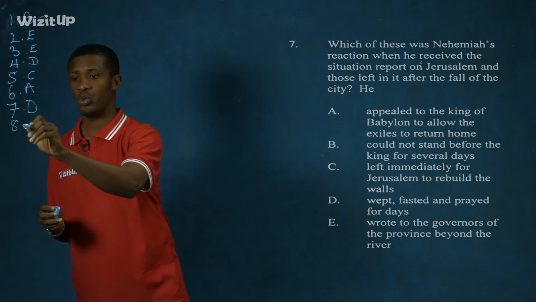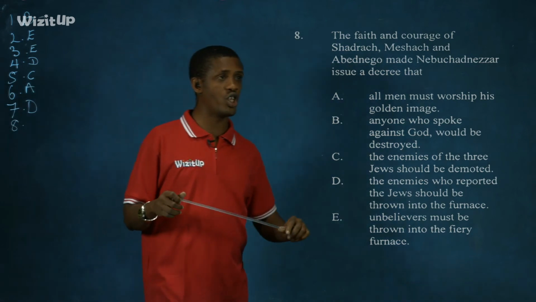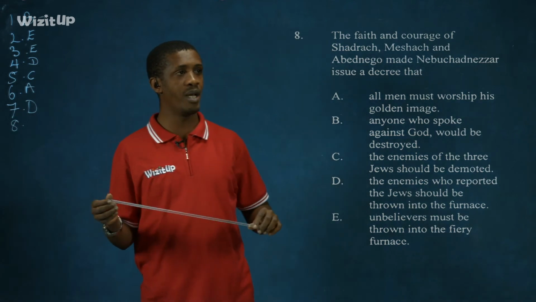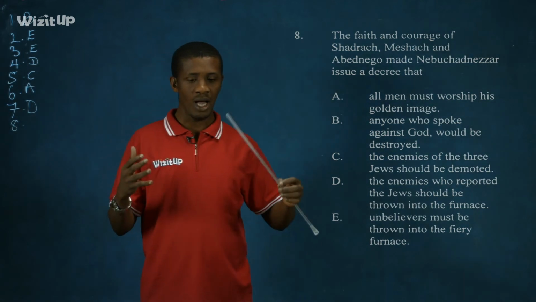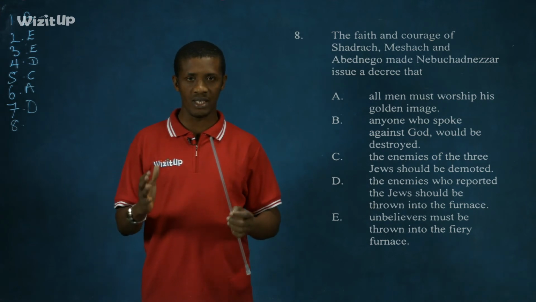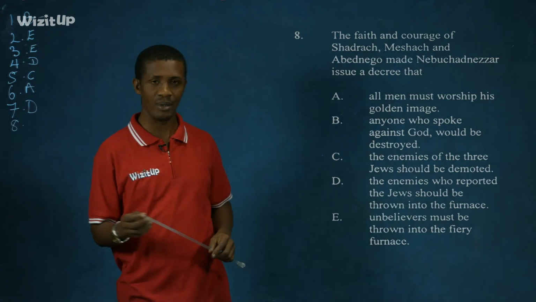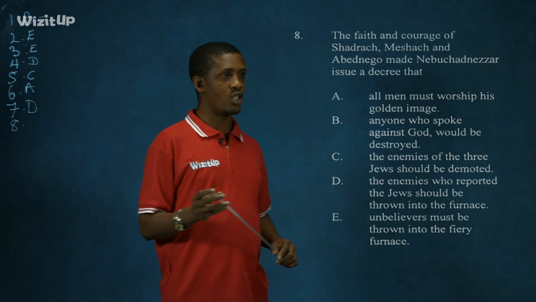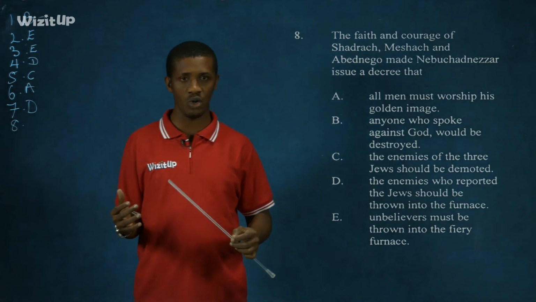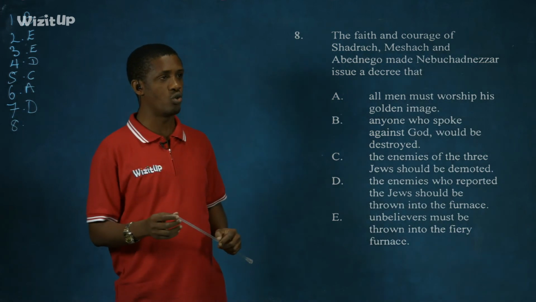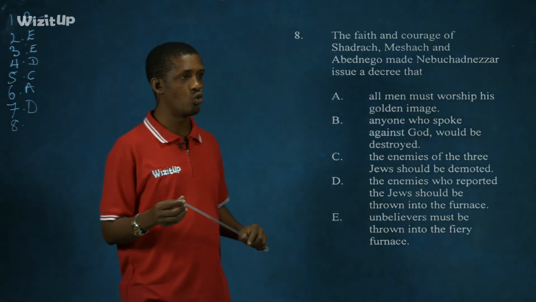All right, so let's go to question number 8. The faith and courage of Shadrach, Meshach, and Abednego made Nebuchadnezzar issue a decree after they could not be burnt in the fire because of their faith and courage. What was the reaction of the king Nebuchadnezzar? A. He issued a decree that all men must worship his golden image. No, because it was that golden image that caused him to even issue a decree after he could not destroy Shadrach, Meshach, and Abednego. B. Anyone who spoke against God will be destroyed.